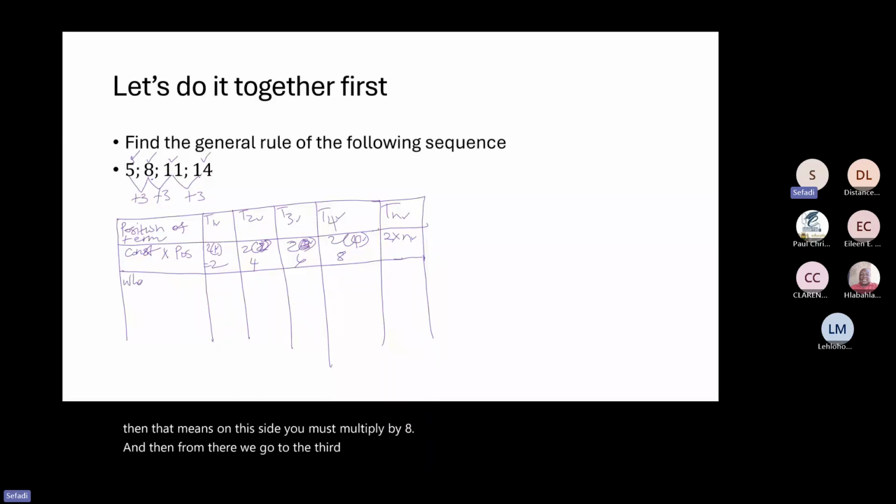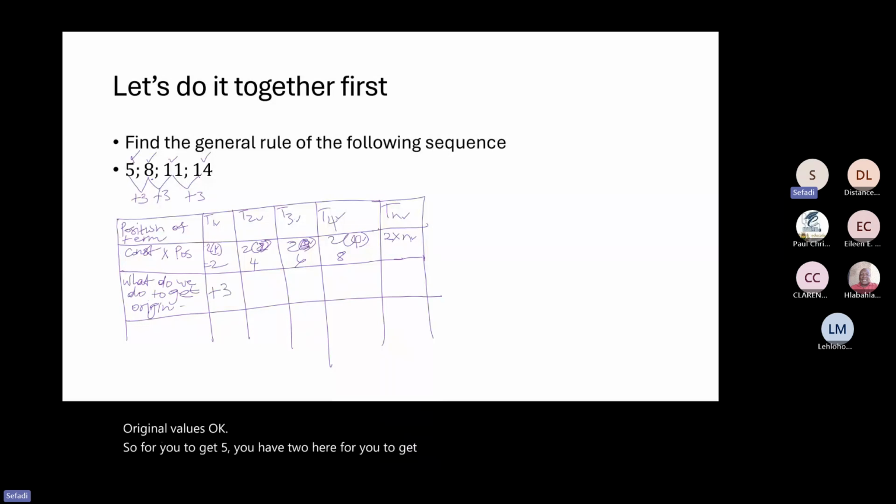What do we do to get the original values? Okay, so for you to get 5, you have 2 here. For you to get 5, what are you going to do? You will say plus 3. You have 4 here.